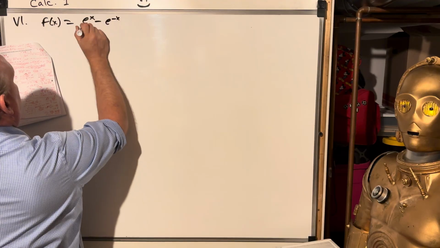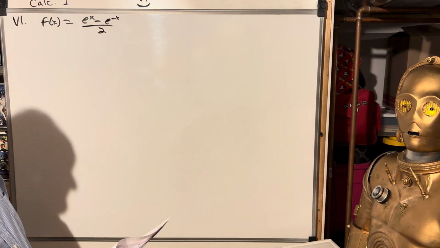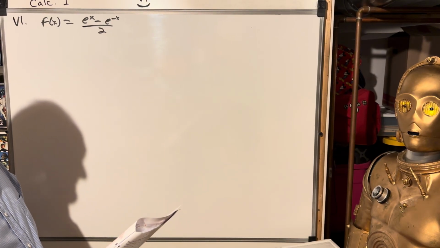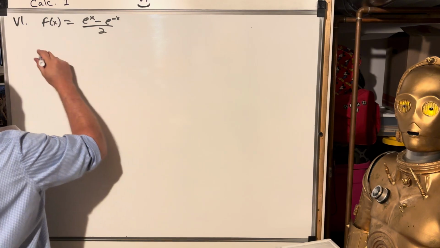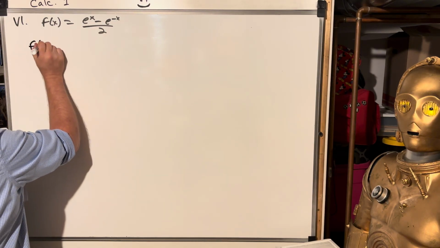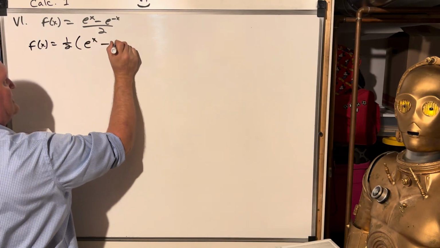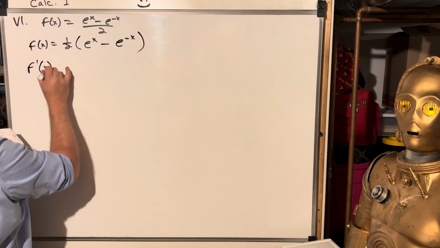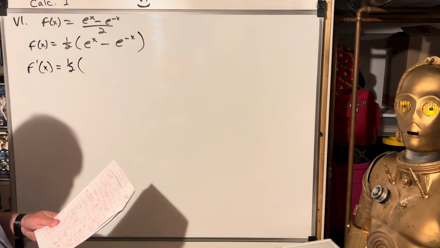Okay, so what do we want to do here? Let's rewrite it, and then we'll do the derivative. So instead of saying over 2, let's call it f of x is equal to 1/2 e to the x minus e to the negative x. And now let's do the derivative. Remember the derivative of e to the x: it's its own derivative.